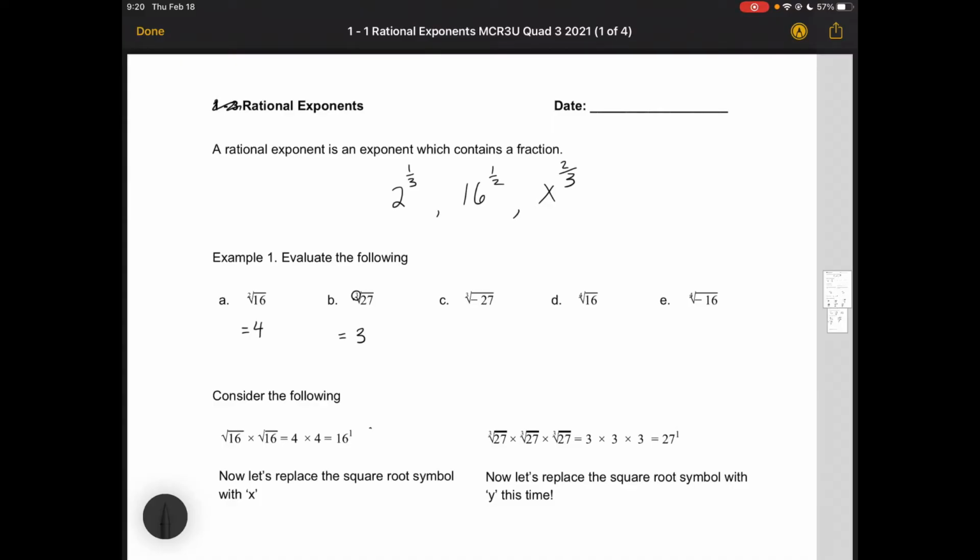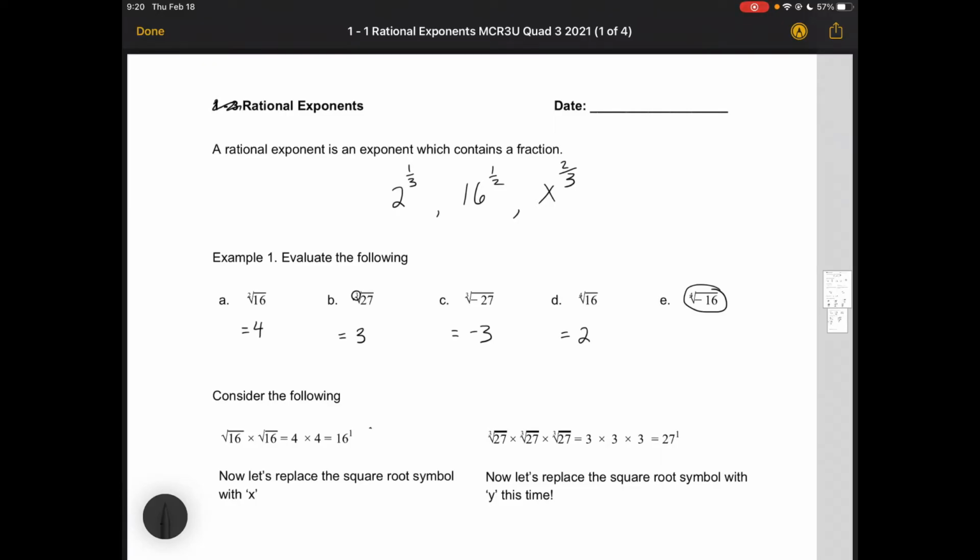Example C, now we're looking for the cube root of negative 27. So a number multiplied by itself, that can get you to negative 27, and the answer there is negative 3. D is the fourth root of 16, so a number multiplied by itself 4 times, that equals 16. That number is 2.